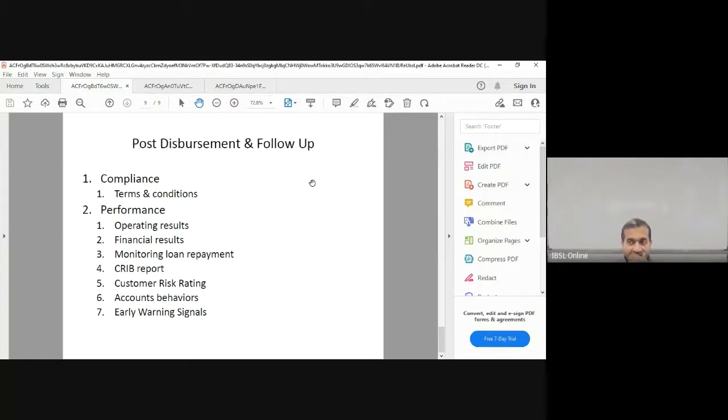You can see the behavior of the customer through settlement of the temporary facilities obtained. You can see the behavior of the customer from the CRIB report, or not the CRIB report, but margin accounts or build-ups, because they may have agreed with you, okay, I will have a cash build-up monthly of so much. So if that is not coming, you can see the behavior of the customer from the accounts that are maintained with your bank.